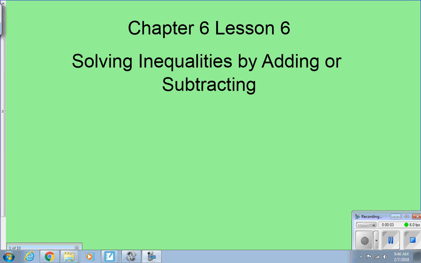Chapter 6, Lesson 6, Solving Inequalities by Adding or Subtracting. Does anybody know what an inequality is? Anybody heard of the word before? No? I bet you've seen it before. You just don't know what it's called.